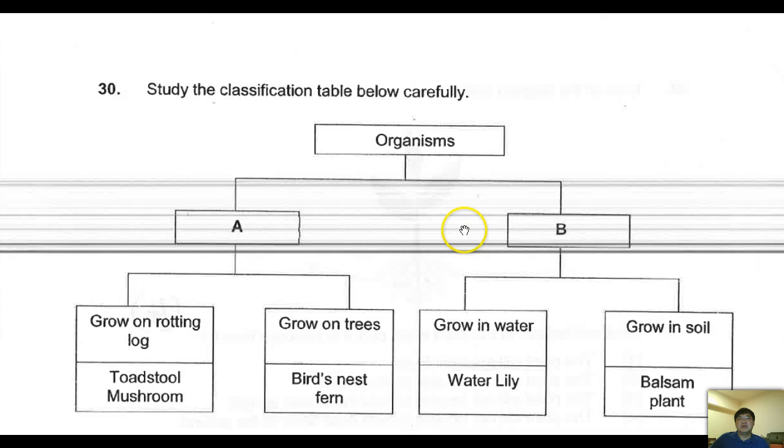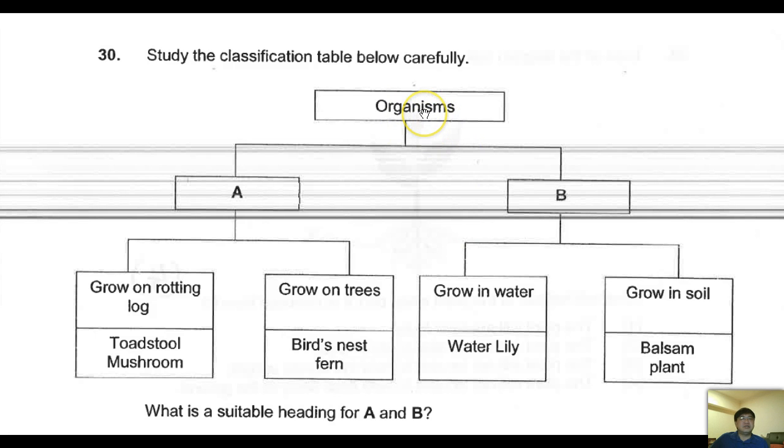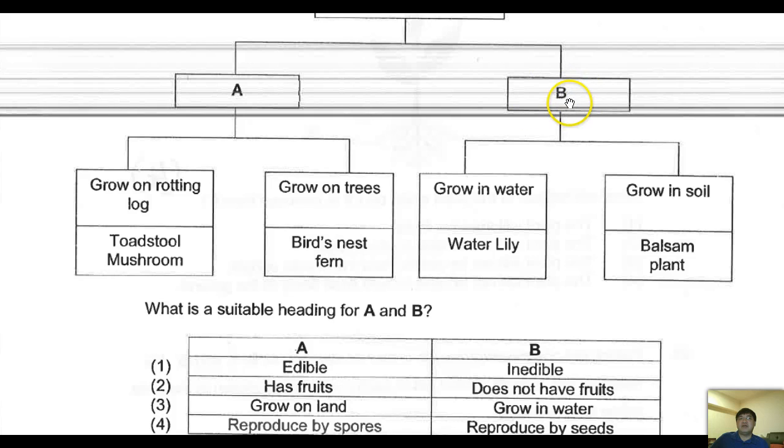Last one, the chart. When you put organism, what is organism? Yes, it means living things. This strictly means that A and B must be living things. Anything below here must be living things, okay? This part says A over here, this group of living things grow on a rotting log, a piece of tree trunk that's rotting. This one grows on a tree, so bird's nest fern. Grow in the water, water lily, grow in soil. So in water, in soil, on trees, on rock. So what is a suitable heading for A and B?